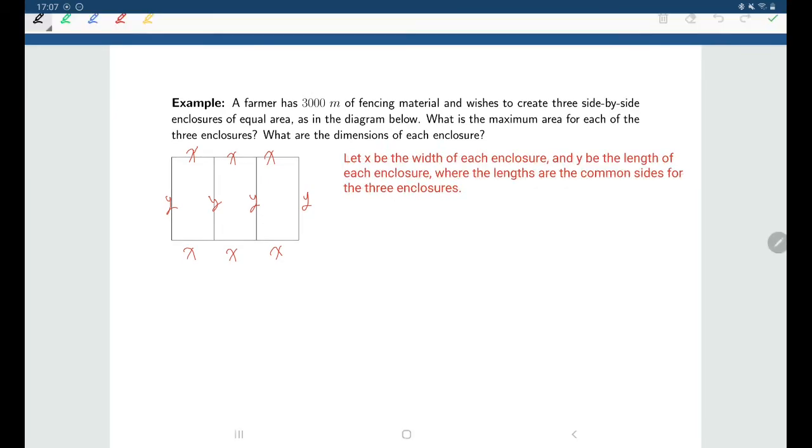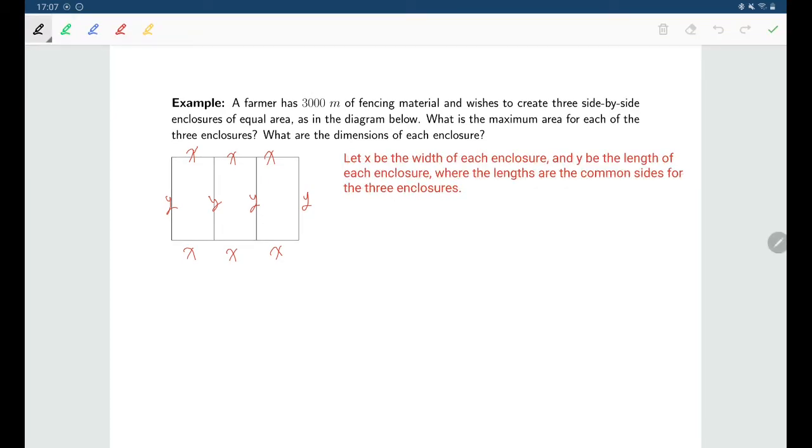And so we know something already, which is that we're using 3,000 meters of fencing material. So that means x, x, x, x, x, x, and y, y, y, y, all of those sides together should add up to 3,000. So one thing we know is that 6x plus 4y should add up to 3,000.